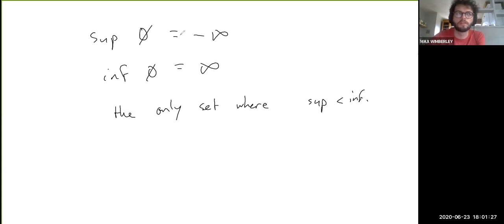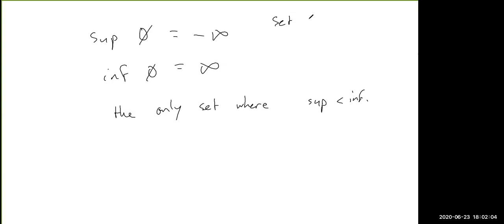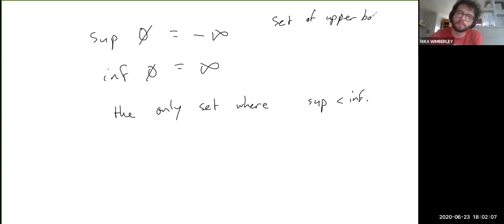Think about the set of upper bounds on the empty set, right? Basically, every single number is an upper bound on the empty set because there are no elements of the empty set which are bigger than that number. If you take a random number and ask, is this an upper bound on the empty set? The answer is always yes, because you can't find a number in the empty set which is bigger than the number you picked. So the set of upper bounds for the empty set is just all of R.